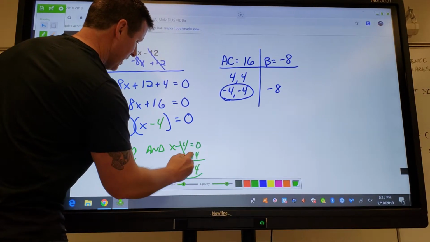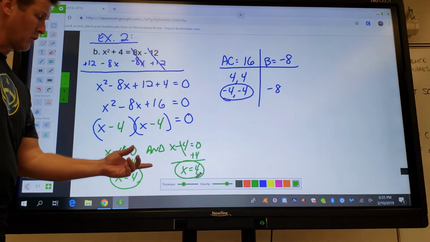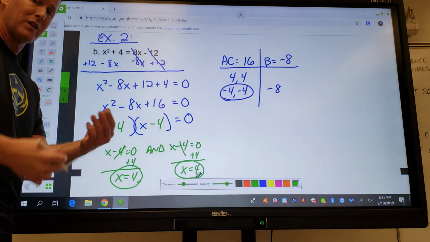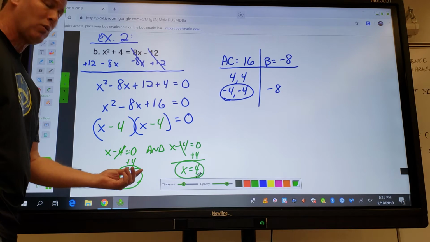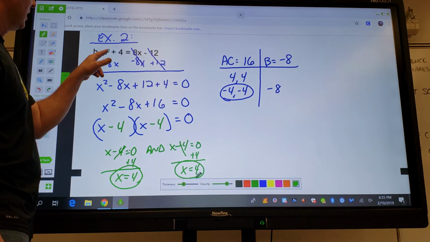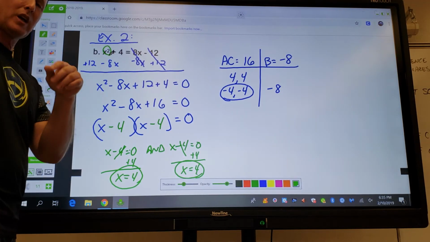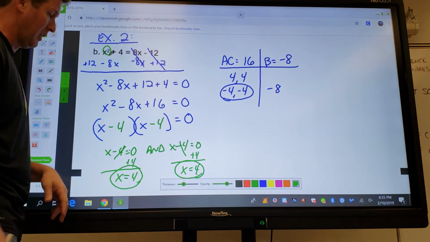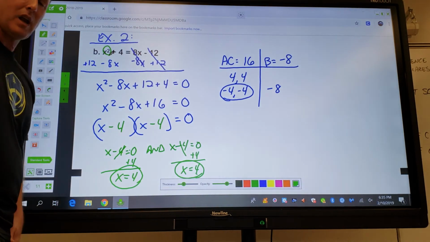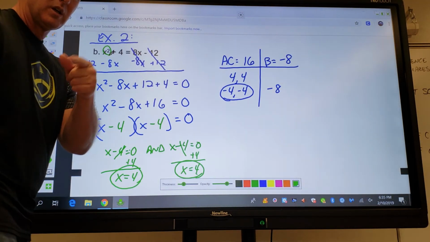Sometimes you may have a duplicate answer, and that's okay. When we get to the graphing portion of this in the next week or two, we'll definitely see why that could occur. But again, because that's a square, that means I could have up to 2 different answers that could touch the x-axis. And that, my friends, is how you factor 2b.